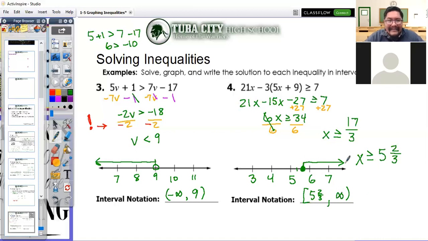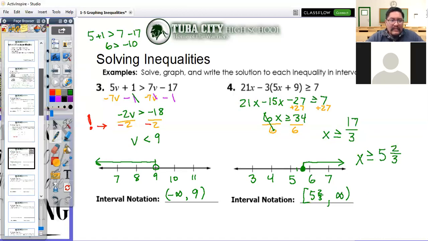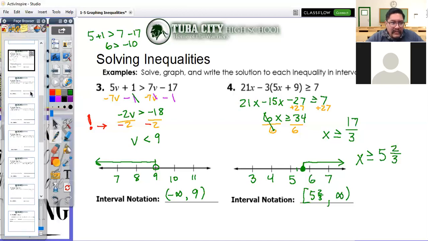So I can pick anything as long as it's bigger than 5 2/3 or even equal to 5 2/3. So I can pick something like 7, 10, 14, 53, anything up to 1,000,000, billion, whatever. As long as it's greater, then it should always be true. All right, so I'm going to go ahead and move on to the next one.